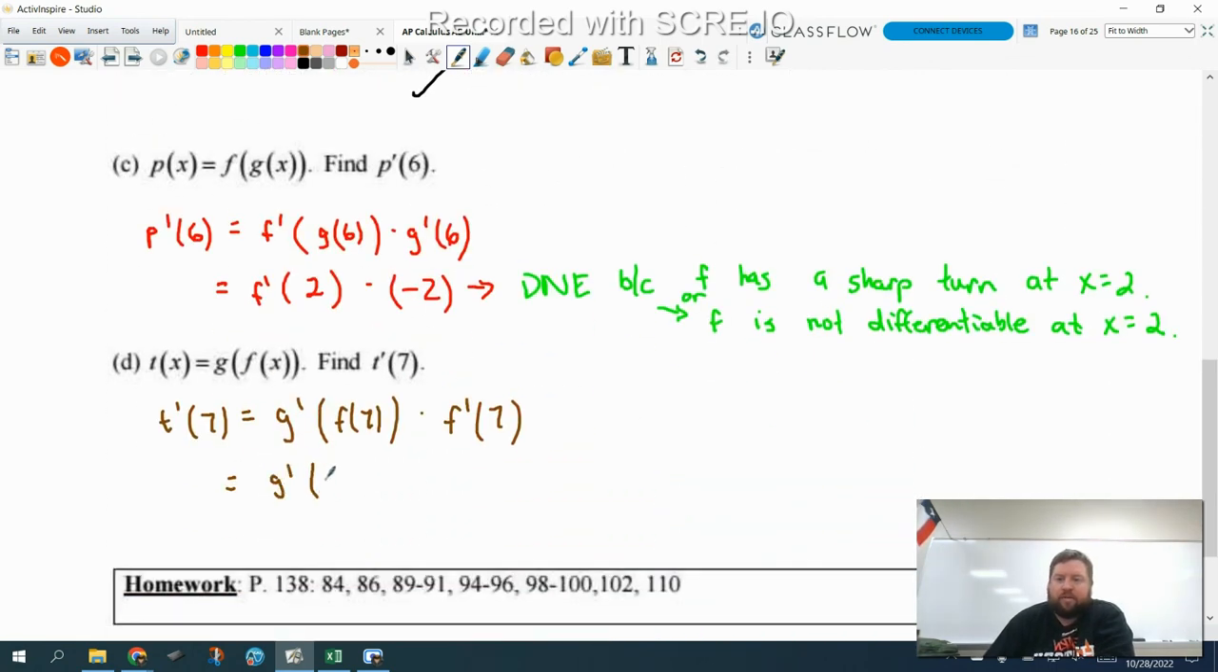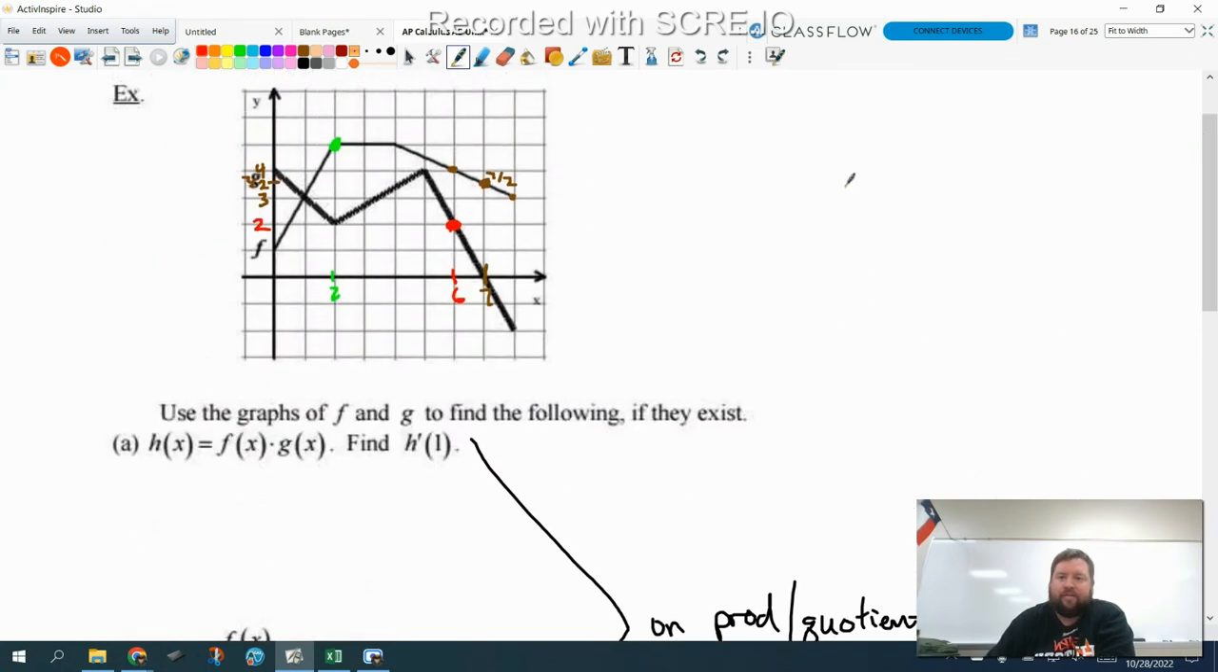So g prime of 7 over 2 multiplied by f prime of 7. So that's the slope of that line we were just looking at, which we already identified was negative 1/2. All right, so now I'm going to find g prime of 7 over 2. So 7 over 2 is 3 1/2. So 3 1/2 right here, 7 over 2. That would correspond to this point on the g graph.